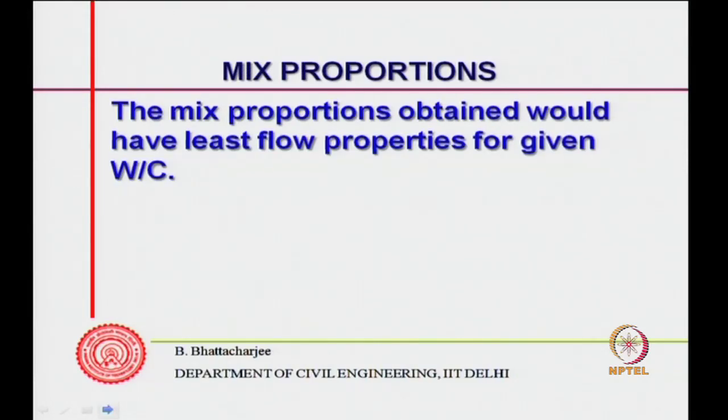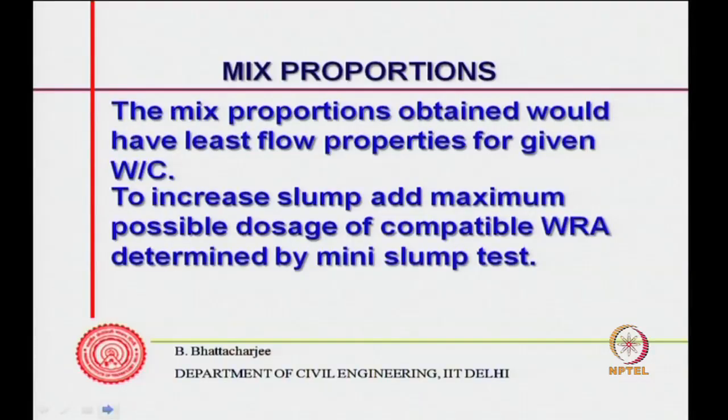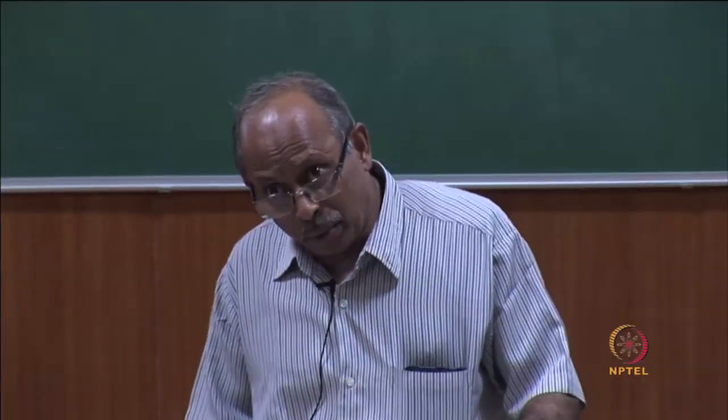This mixed proportion obtained would have least flow properties, because I have taken the minimum paste content for given W by C or W by binder. To increase slump, add the maximum possible dosage of compatible WRA determined by mini slump test. So, this was the starting point for workability.